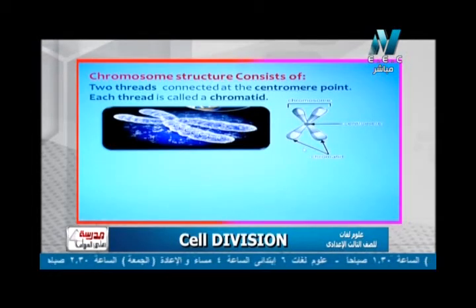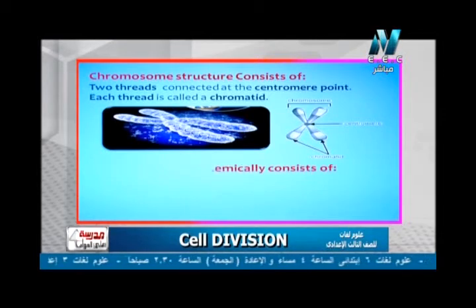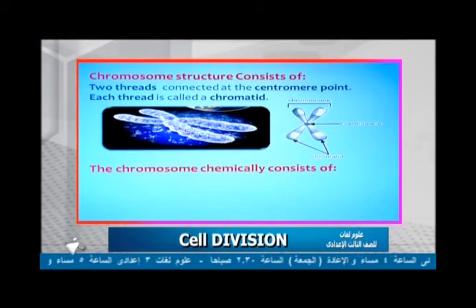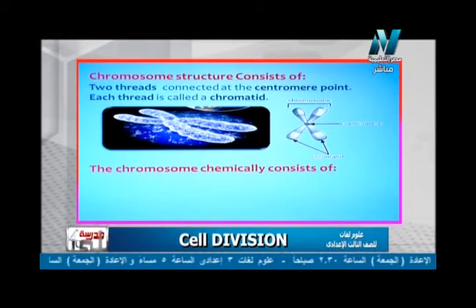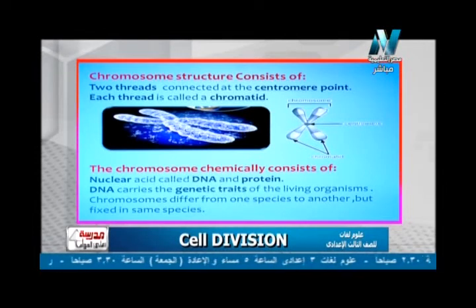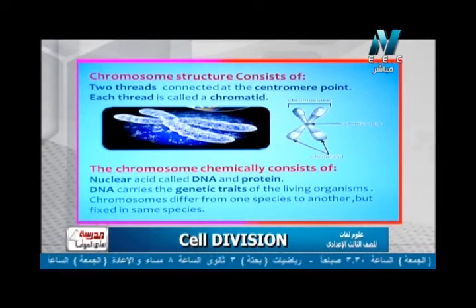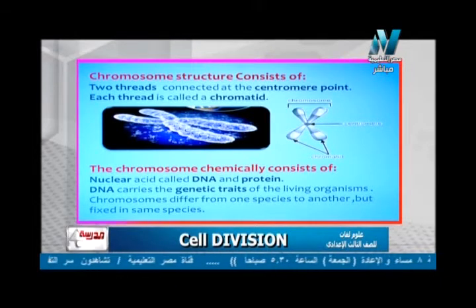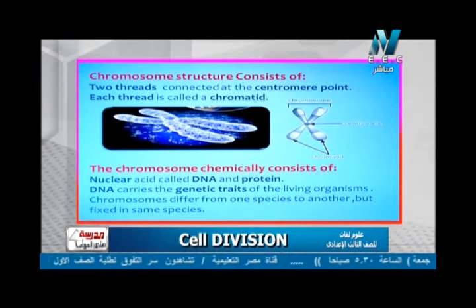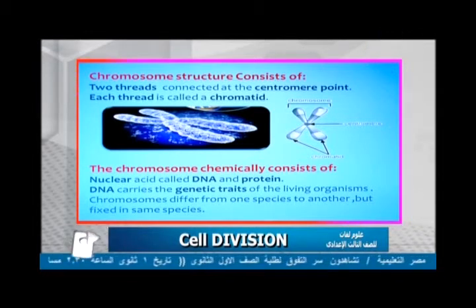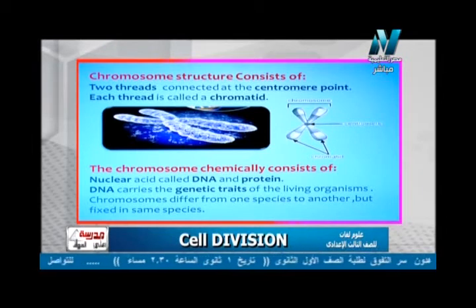We also have the chemical structure of the chromosome, which is different from its structure. So what's the chemical structure of the chromosome? It contains DNA and protein. So the chemical structure of the chromosome is DNA and protein. When he asks about the structure of the chromosome, it will be two threads of chromatids joined at the center by the centromere. What about the chemical structure of the chromosome?